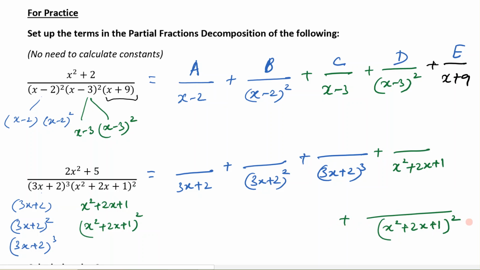And as discussed earlier, what should be on the top? For any linear factor, we're going to have constant terms. For any quadratic, we're going to have terms of the form something x plus something. So dx plus e, similarly fx plus g, where a, b, c, d, e, f, g are all constants. So this is how we set up our partial fractions decomposition terms. In the next video, I'll show you how to calculate these constants. So please do watch the next video as well. Thanks for watching.